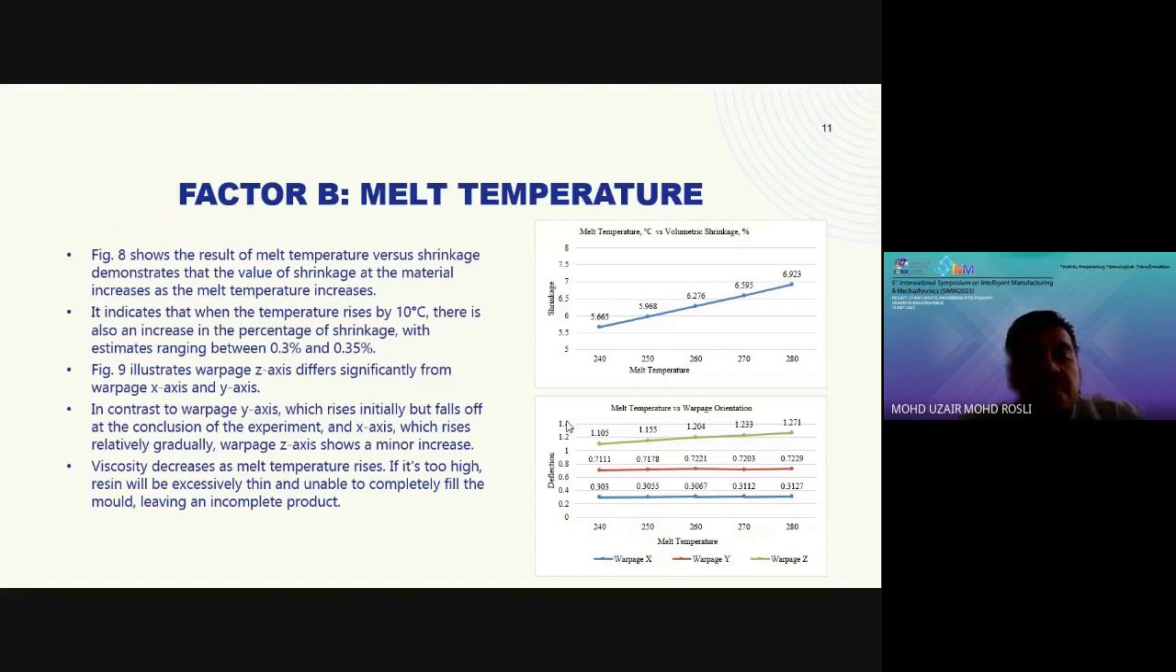In Figure 9, it shows that warpage on the z-axis differs significantly from warpage on the x-axis and y-axis. In contrast to the warpage y-axis, which rises initially but falls off at the completion of the experiment, and the x-axis which rises relatively gradually, warpage z-axis shows a mirror increase. Viscosity decreases as melt temperature rises. If it's too high, the resin will be excessively thin and unable to completely fill the mold, leaving an incomplete product.